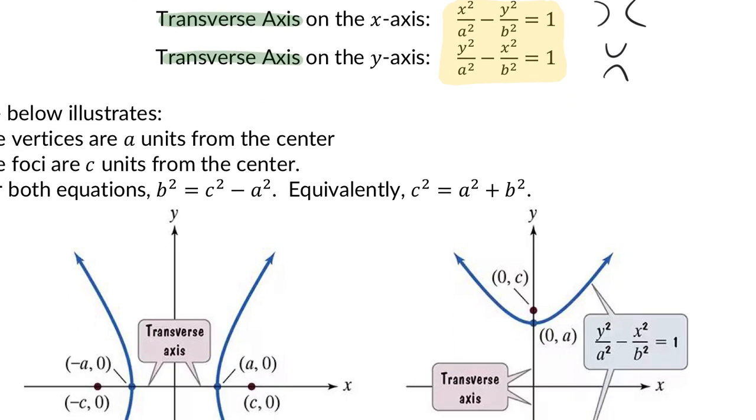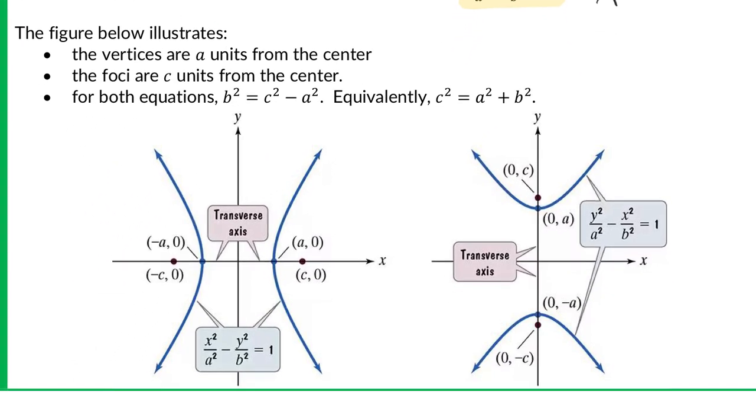Now, to again see the differences in the letters we will use, where did the A and the B come from? Great question. If you have the vertices that are A units from the center, they are literally going to be that distance from the center of the hyperbola. So if here's the center, we know the center, A distance away, either above or below, whatever your center is.